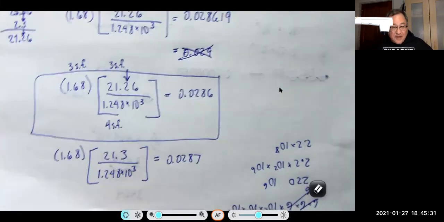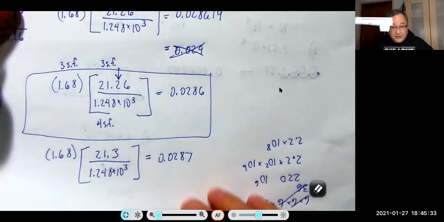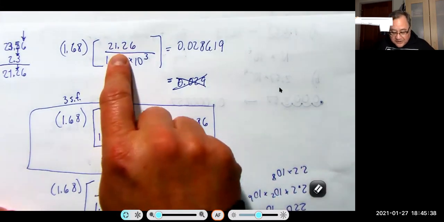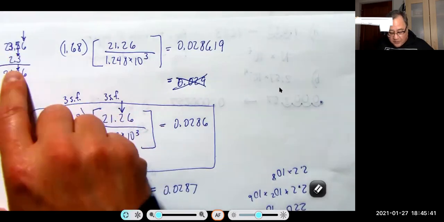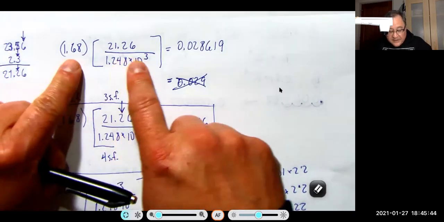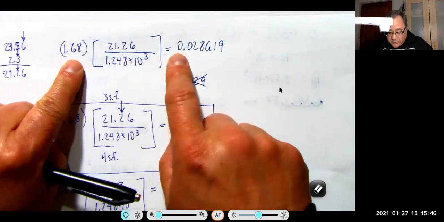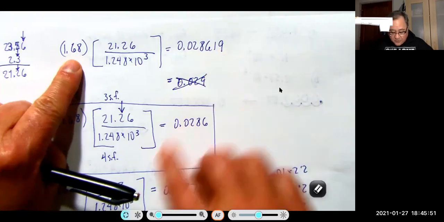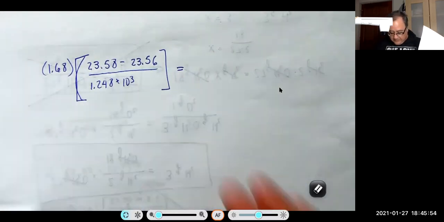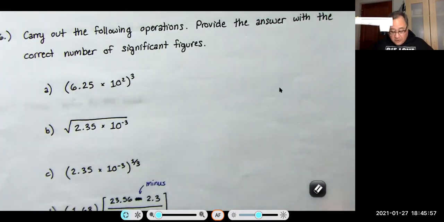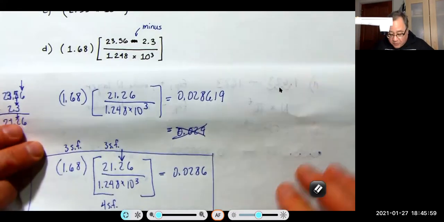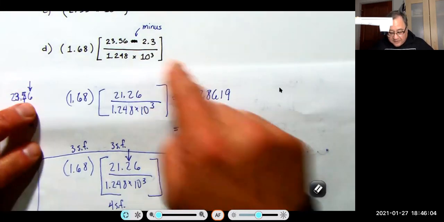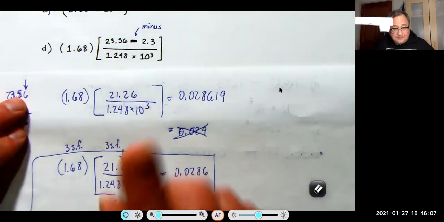All right, so let's go back to this problem here. So just a quick recap. 21.26 is the difference between 23.56 and 2.3. When you plug these numbers into the calculator, you get 0.028619. The most common answer I get for this one from students is 0.029, because they think 2 sig figs here means 2 sig figs here. And that would be wrong.